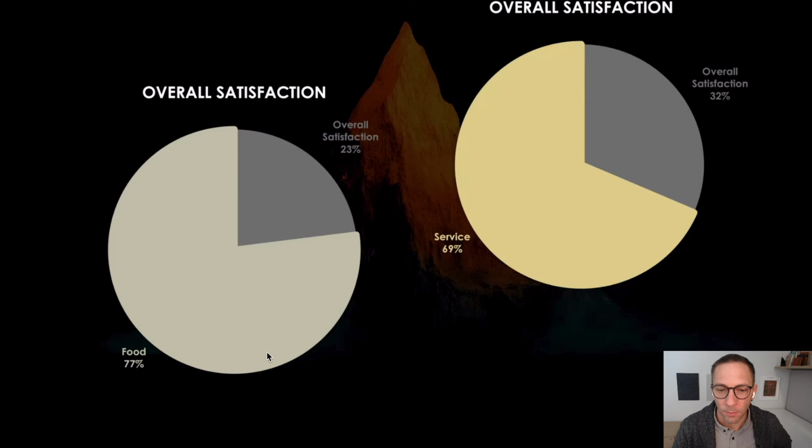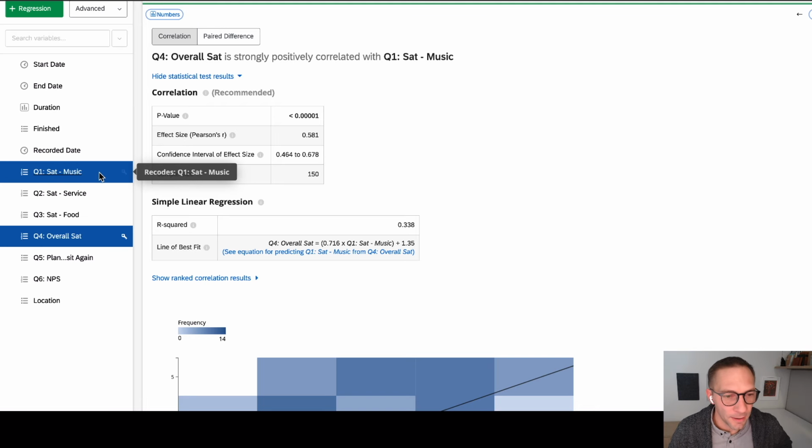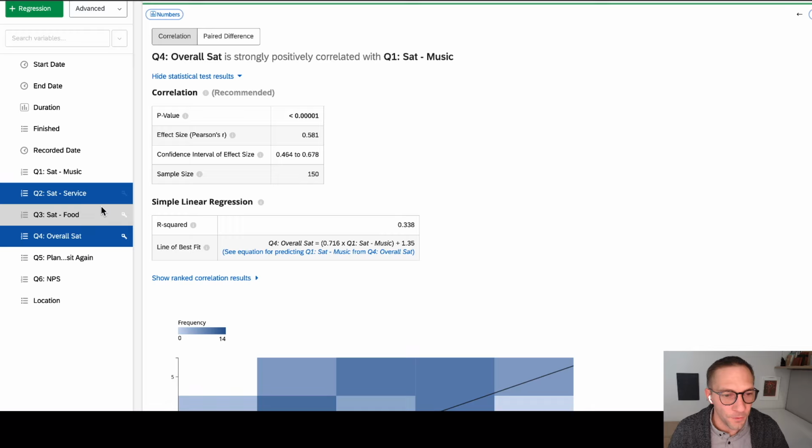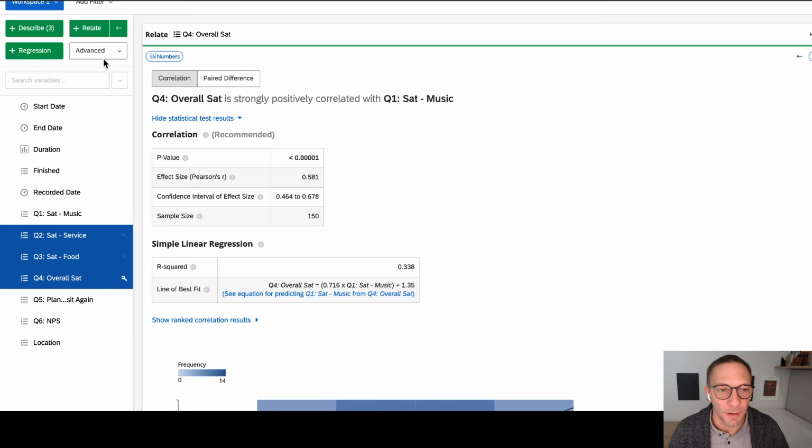Question number one, what percentage of overall satisfaction would we be accounting for? And what would be the biggest predictors? Would it be food or would it be service? Okay, we can't quite tell that at this stage. So I'm going to pop up over here and I'm going to have service and food. I'm going to select both of these as my predictors. But instead of clicking relate, I'm going to click on regression. And this will run both of these together in the same model.